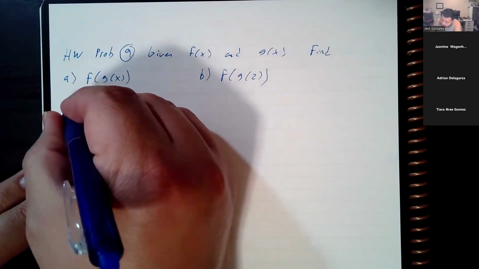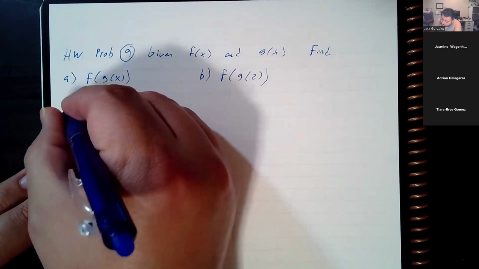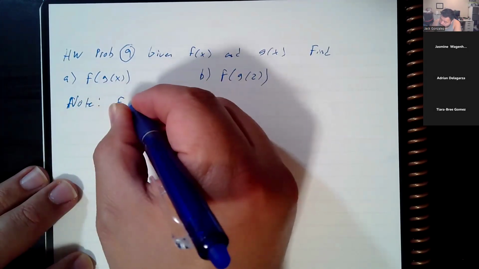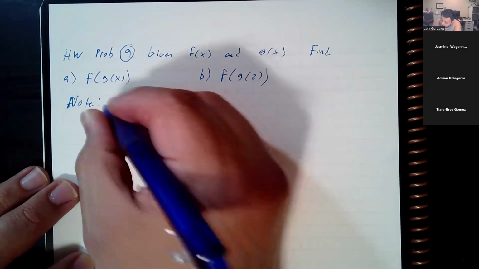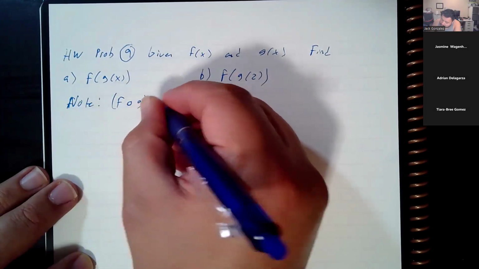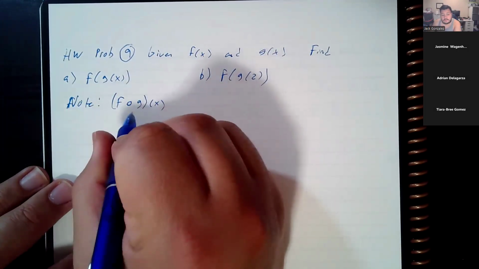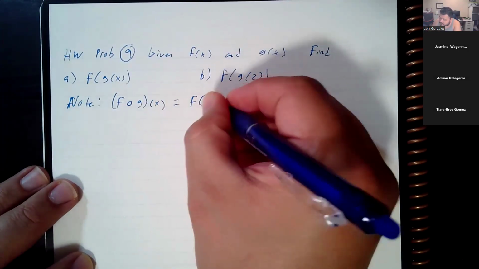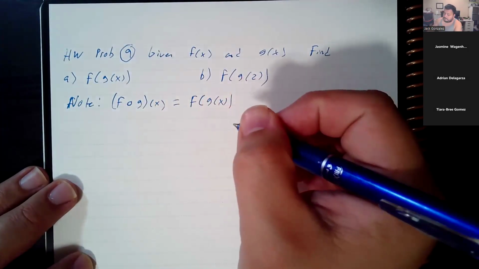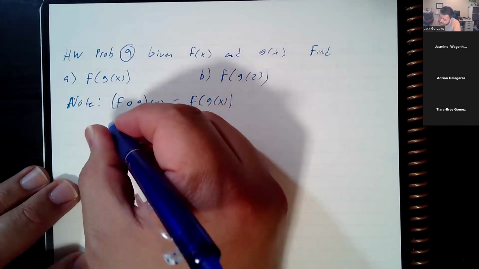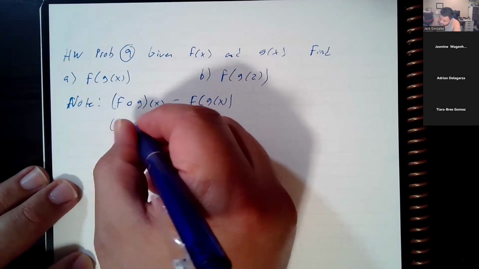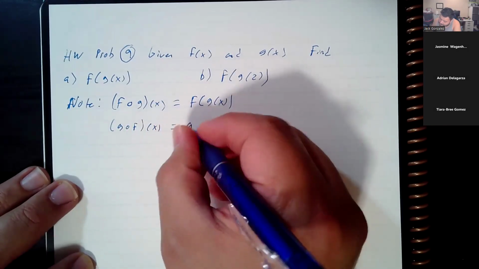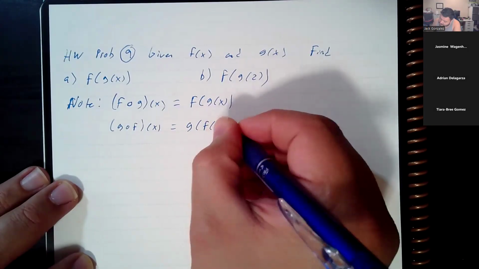So composite, here's a note. The f composed with g, if you see it written this way, it's like a little circle. It's not an O, but it looks like f circle g. That means f of g of x. If you see the other way, g circle f, that means g of f, so put the f inside the g.